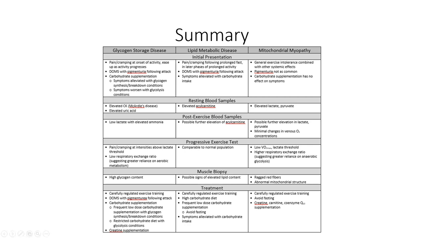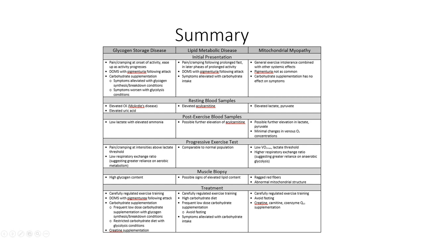Regardless of the case, the next step in the workup would be forearm exercise testing, with pre- and post-blood draws. If a mitochondrial myopathy is suspected, venous blood gases should also be analyzed at this stage. With glycogen storage diseases, the most consistent and indicative finding is a lack of pyruvate increase in the post-exercise blood sample. It's also common to see increases in uric acid in resting blood samples due to increased protein metabolism. Elevated creatine kinase levels may also be noted, which is particularly common with McArdle's disease.